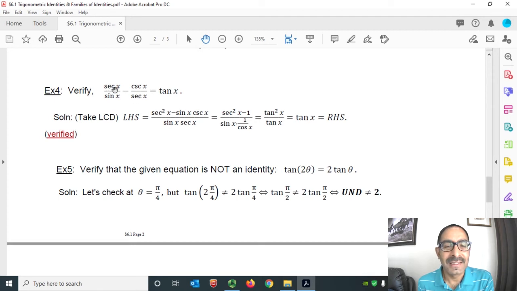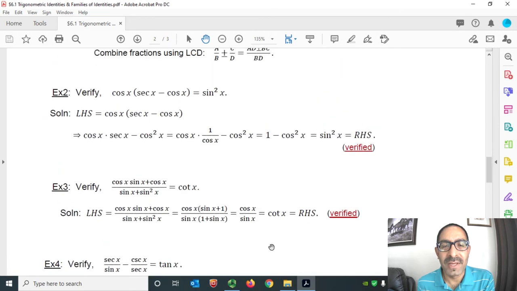Then secant x times secant x is secant square x. This minus as it is. And sine x times cosecant x over the LCD sine x times secant x. Now in the next step, here sine x times cosecant x cancels out because cosecant x is 1 over sine x, so sine x cancels. So then secant square, the first term as it is, minus 1 over sine x as it is. We know secant x is 1 over cosine x. Then again we know another trig identity, secant square x minus 1 is tan square x.